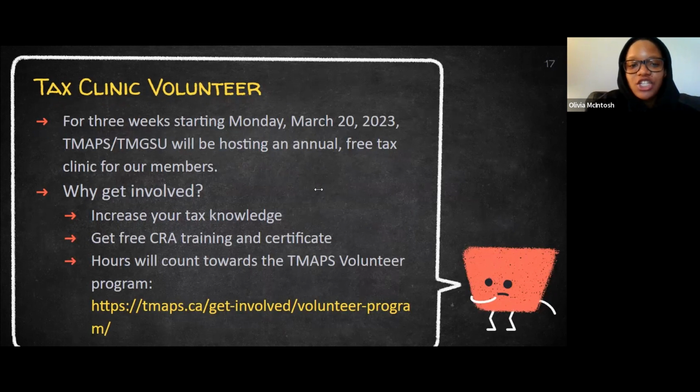Tax clinic volunteers. For 3 weeks, starting Monday, March 20th of this year, Tmaps and TMGSU will be hosting an annual free tax clinic for our members. The clinic will operate by pre-booked appointments. Same-day drop-in is an option as well, depending on the availability, and bookings will open Wednesday, March 1st of this year.